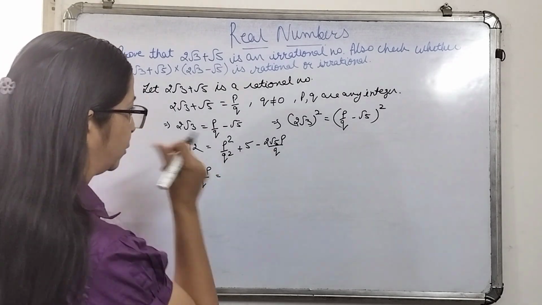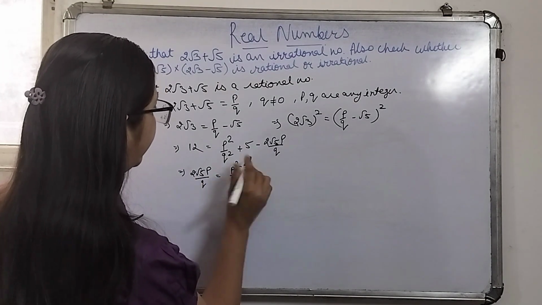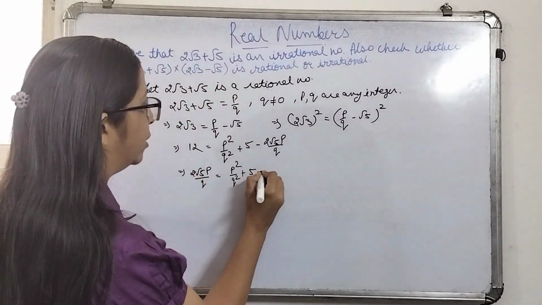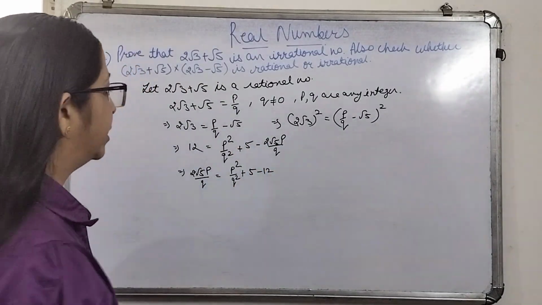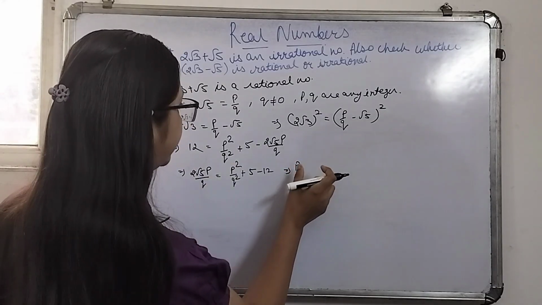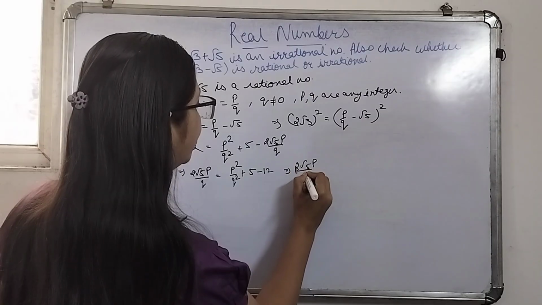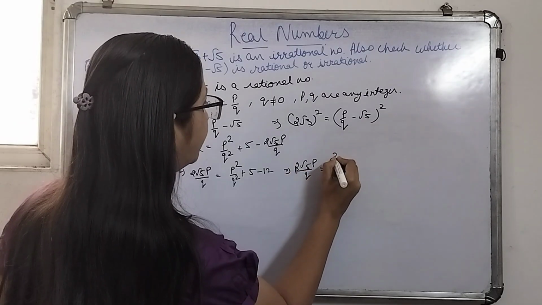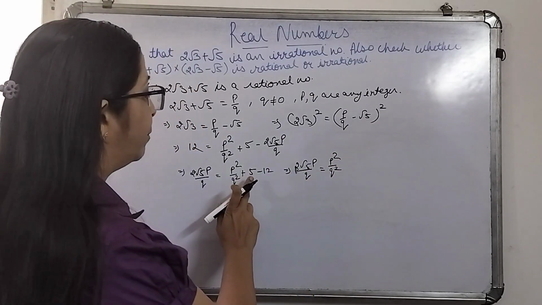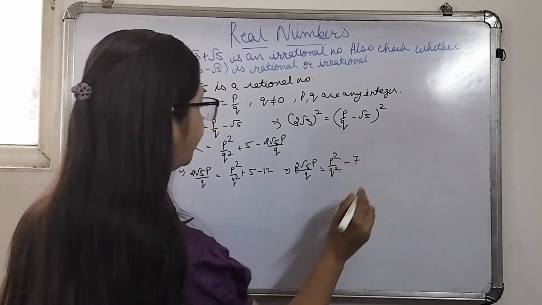It is equivalent to P²/Q² + 5, and this +12 will go over here and become −12. That simply means it will be 2√5 P/Q, which is equivalent to P²/Q² + 5 − 12, which will be −7.